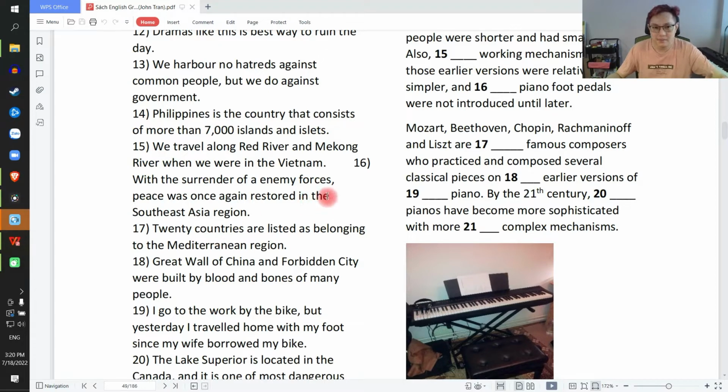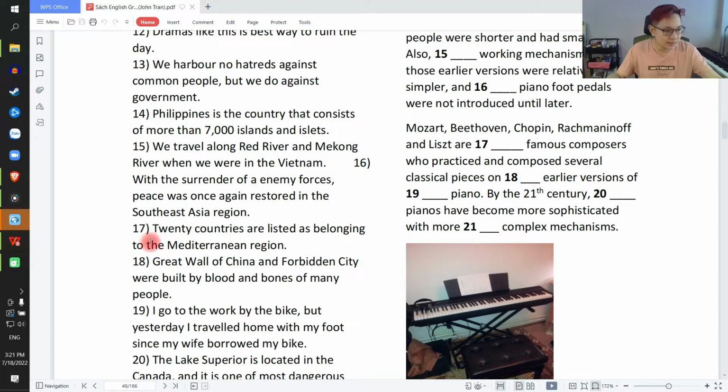Peace was once again restored in the Southeast Asia region. Here we want to talk particularly about what region. So the Southeast Asia region. It's in this case the Southeast Asia region. Chỗ này ta muốn nói cụ thể vào cái vùng nào, đó chính là vùng Đông Nam Á, cho nên phải có the đằng trước. Cái chữ peace thì không có mạo từ. With the surrender of enemy forces, peace was once again restored in the Southeast Asia region. Với sự đầu hàng của những lực lượng kẻ thù, hòa bình đã một lần nữa được phục hồi ở cái vùng Đông Nam Á.